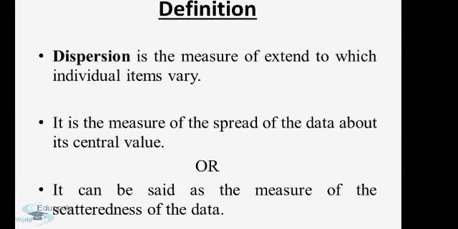Now let's understand what is the meaning of dispersion. Dispersion in itself means the distribution or the scatteredness or the variability. So it tells us about the scatteredness of the data. In other words, we can say that it measures the extent to which individual items vary. It's the measure of spread of the data about its central value, or it can also be said to be the measure of the scatteredness of the data.